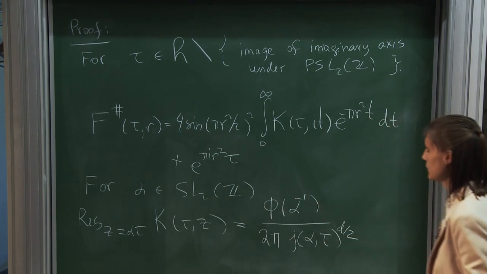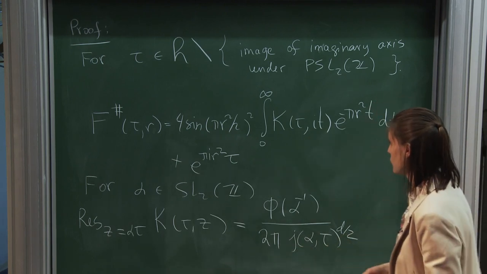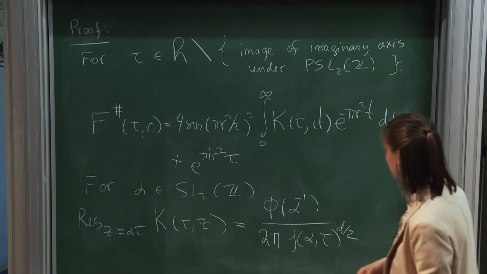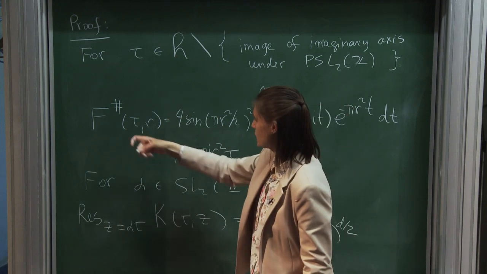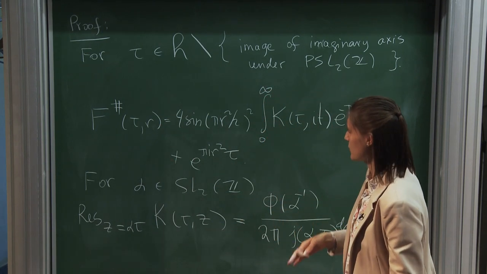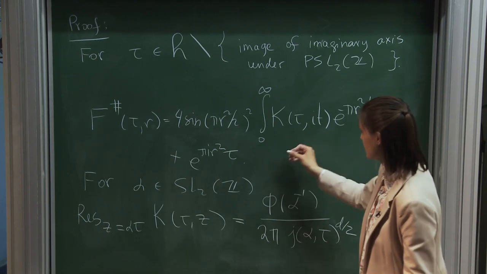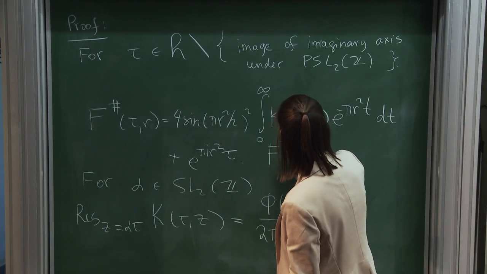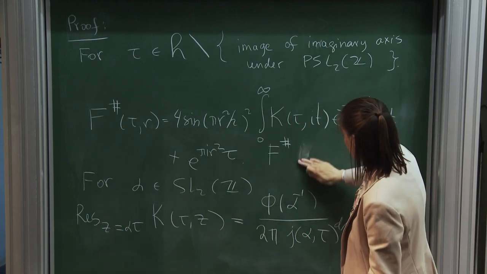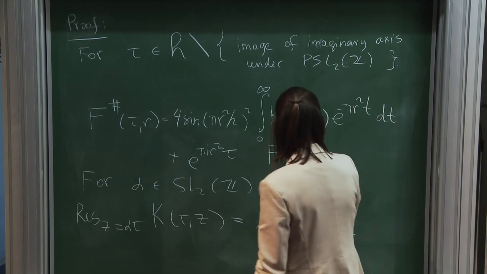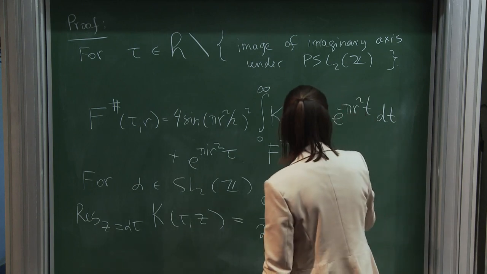And so this will help us to understand the jumps of this function. Another property, I forgot to say about this function f sharp: even though it's not holomorphic anymore, what we gained is that this function f sharp satisfies the homogeneous functional equation, because our kernel k satisfies the homogeneous functional equation.